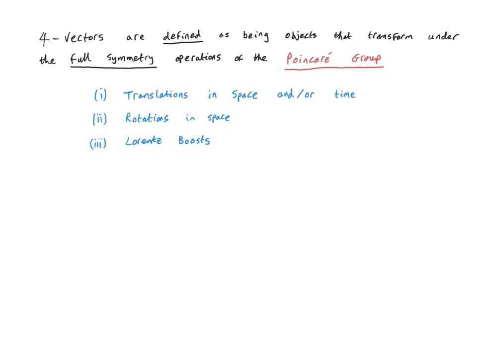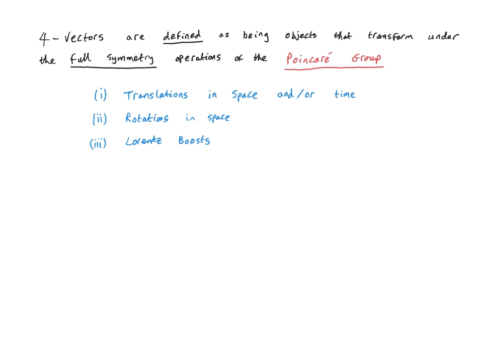The first is translations, or displacements if you like, in space and or time. It basically means that we can shift the origin of our coordinate system through space, and also we can consider a different reference time to be our t equals 0. Together, this forms an abelian Lie group of translations on spacetime. Secondly, we have rotations in space, and actually these form a non-abelian Lie group.